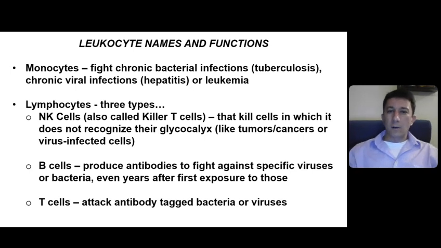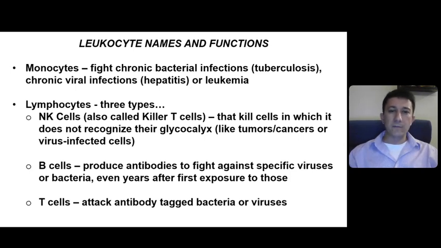And finally, we will end our discussion of the Module 1, or Lab 1 lab list, with the agranulocyte leukocytes, which are leukocytes that do not have dark staining granules in their cytoplasm. There's two types. We have the monocytes and the lymphocytes. The monocytes are similar to the neutrophils, but they fight chronic bacterial infections, whereas we saw the neutrophils are fighting acute bacterial infections. So chronic bacterial infections are things like TB, tuberculosis, or chronic viral infections like hepatitis, or certain types of leukemias, which are blood cancers.